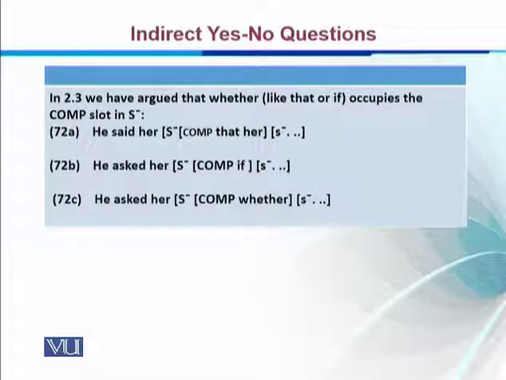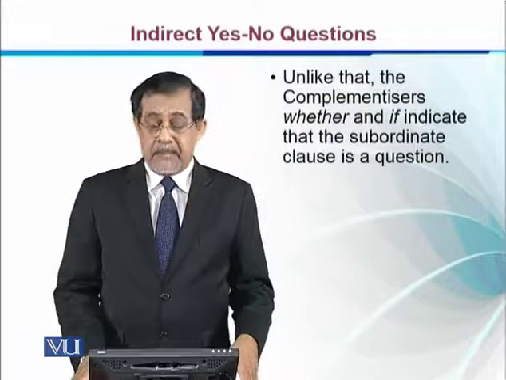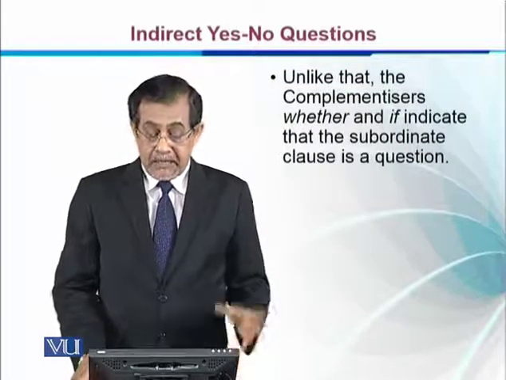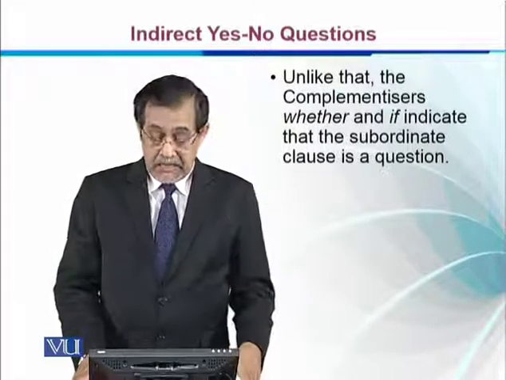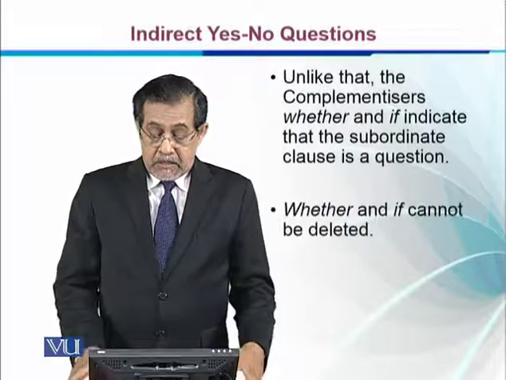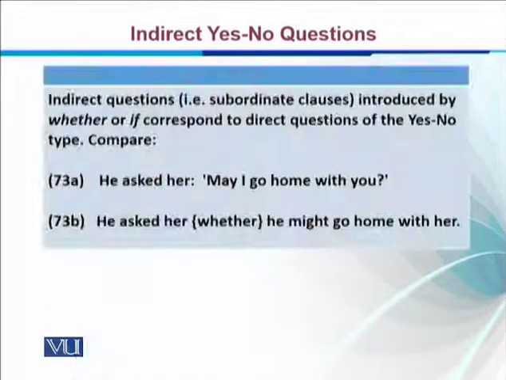In 72A, there is a possibility that we could omit that. It won't make any difference. However, we cannot omit if or whether. They are obligatory complementizers, whereas that is an optional complementizer. Unlike that, the complementizers whether and if indicate that the subordinate clause is a question, whereas that does not tell us anything about this. Whether or if cannot be deleted.